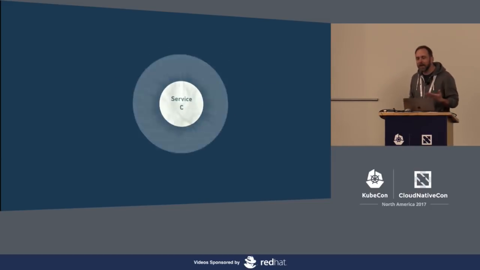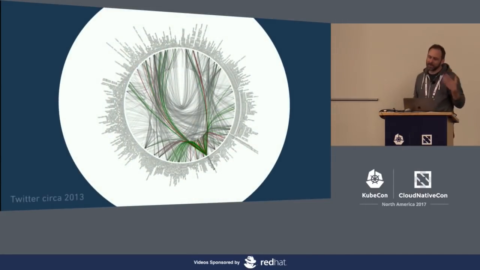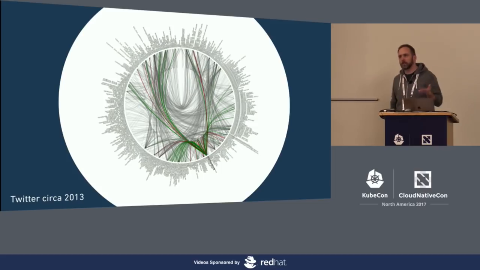In reality, you don't end up with A and B and C, you end up with a big, hairy mess like this. This is the architecture of Twitter circa 2013. I'm going to continue using this diagram until the day I die because it's just so good.